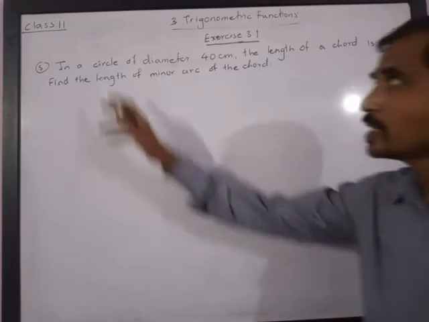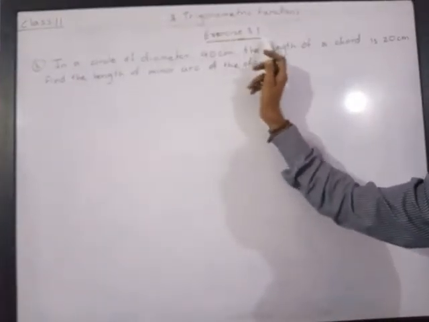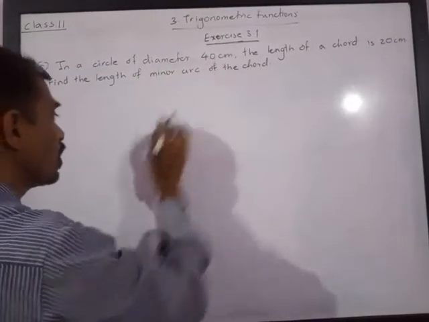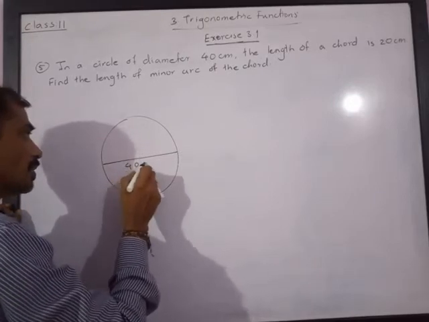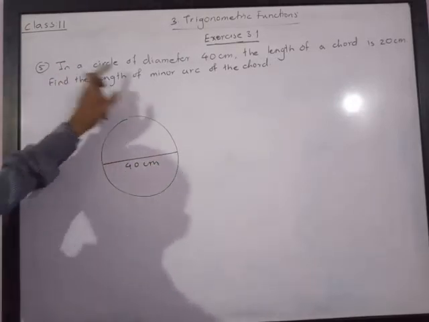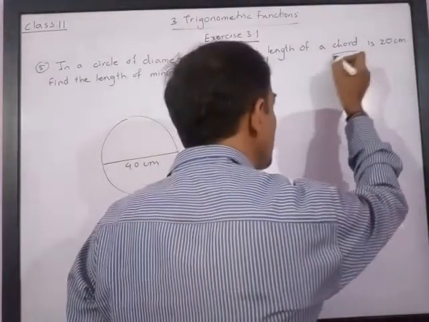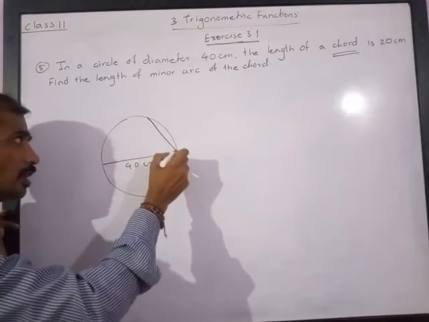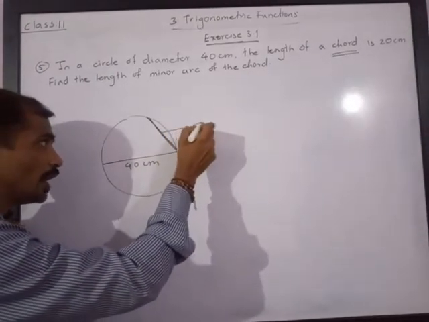Dear friends, in class 11 we have the third chapter, trigonometric functions, and in exercise 3.1 the fifth question is this. In a circle of diameter 40 centimeters, the length of the chord is given. The length of the chord is 20 centimeters.